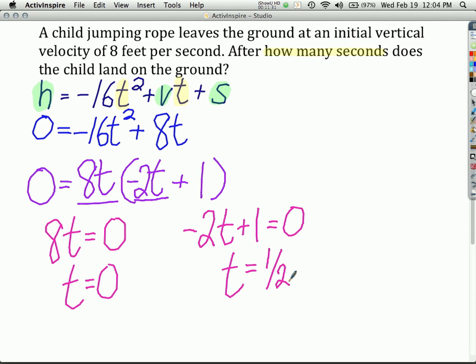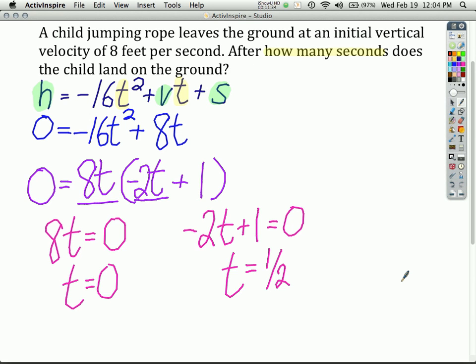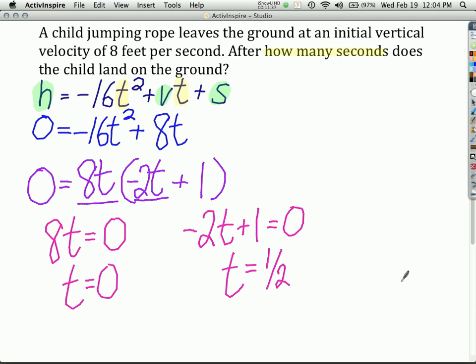So we get 2 solutions to the equation, but now we need to answer the question. After how many seconds does the child land on the ground? Is it both of them? Is it 0 and 1/2? What is the answer? I think it's a half. Catalina, what did you think? I think it's a half. Half a second, okay. Half a second is correct. Okay, but not 0. Why not?